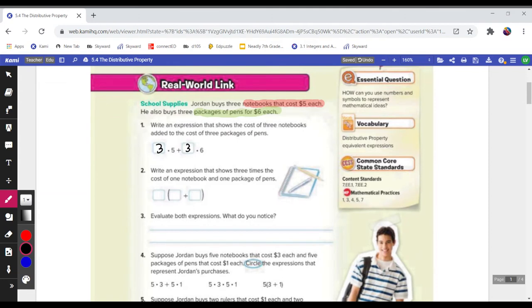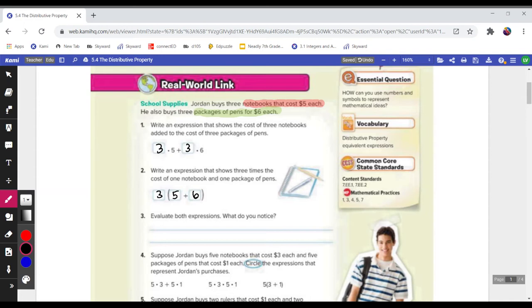So write an expression that shows 3 times the cost of 1 notebook and 1 package of pens. So 1 notebook is going to cost $5. 1 package of pens is going to cost $6. That's each. Now we're doing 3 times that. So we're going to evaluate both expressions.